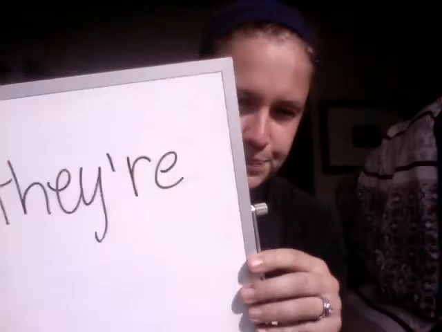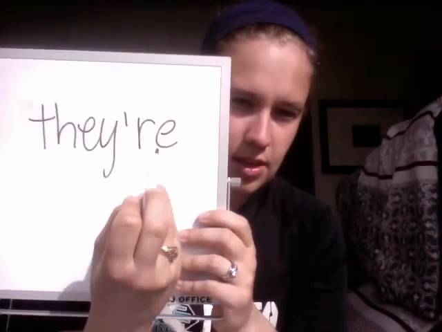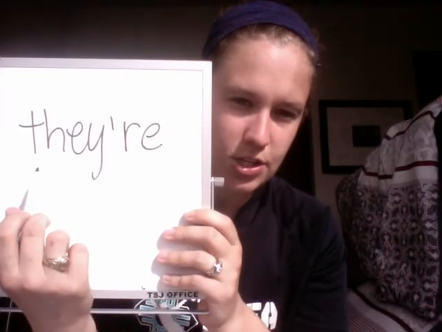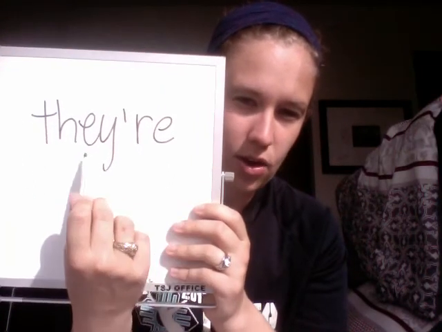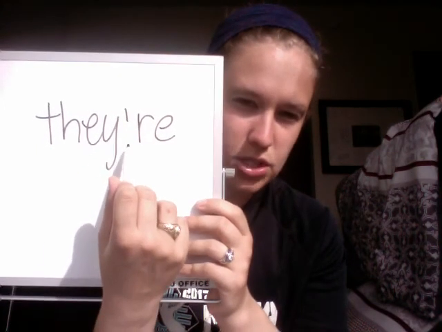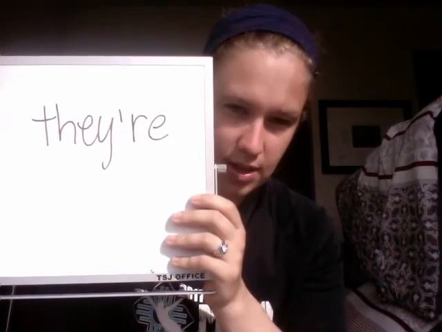So let's do the first one together, and then I'll let you do the rest on your own. They are. They are. So smushed together, we have they're. Notice, they are would be spelled T-H-E-Y, A-R-E. So where that A was that we took out, there's our apostrophe. There.